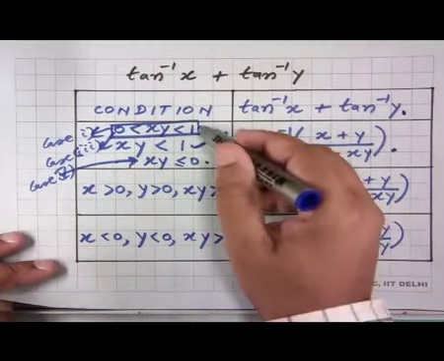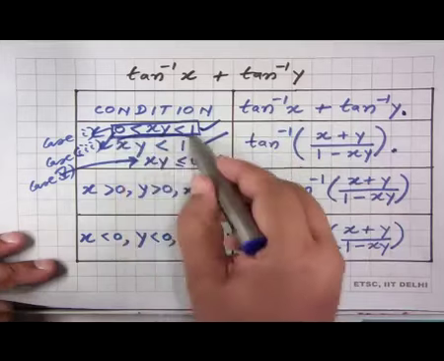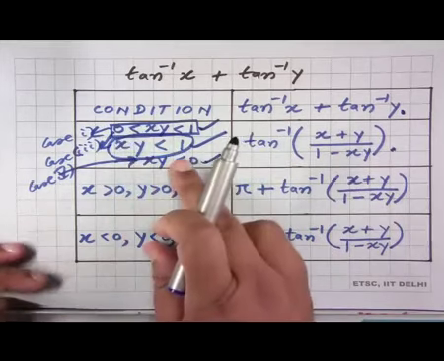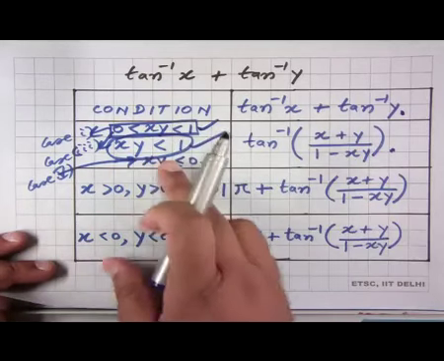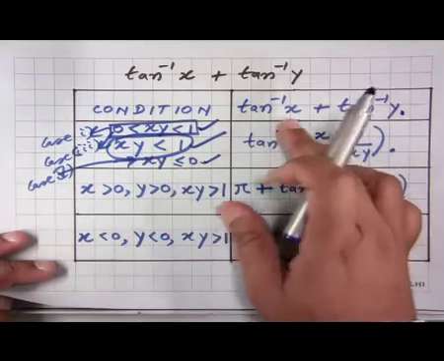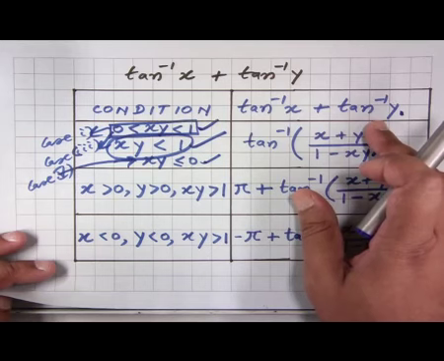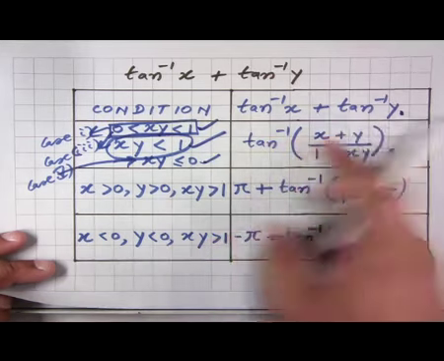So the union of this and this is the condition xy less than 1. What we have shown is that if the product of x and y is less than 1, then tan inverse x plus tan inverse y belongs to the range set of tan inverse, and therefore it is equal to this expression here.